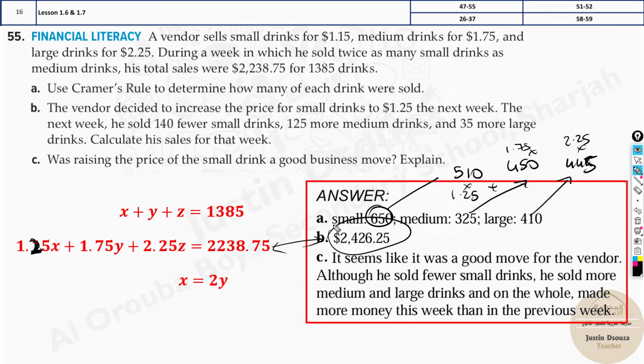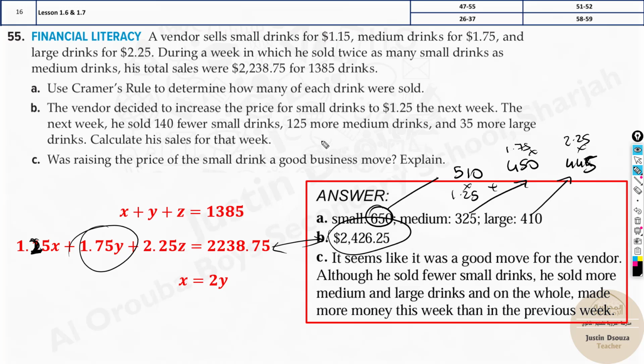Now if you compare really, though he got a loss in the small drinks because fewer were sold, his total revenue increased. So was raising the price of the small drink a good business move? Explain. Yes, it was a good business move because see now everyone was thinking, okay, now 1.25 for the small drink. Just by 50 cents more you can get the 1.75. So many moved towards the medium drink and he earned more revenue, to be honest. So it was a good move over here.